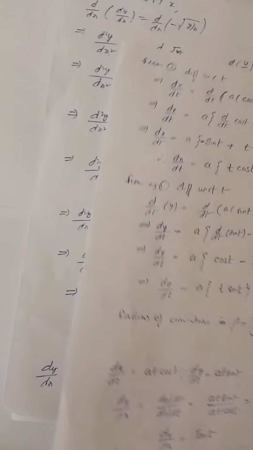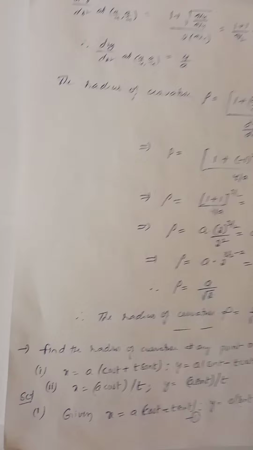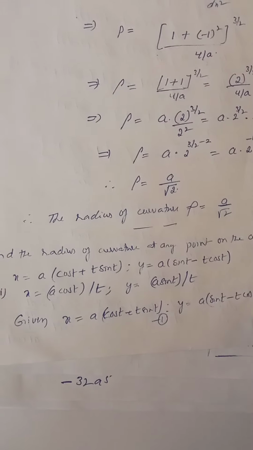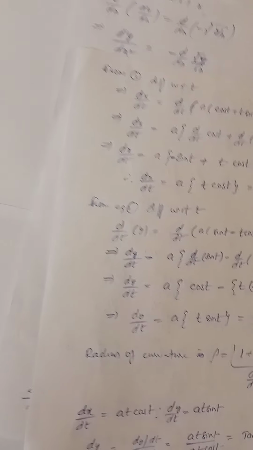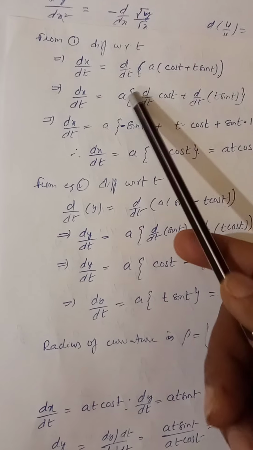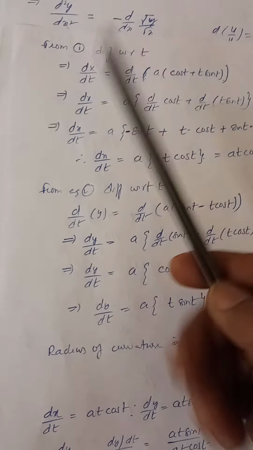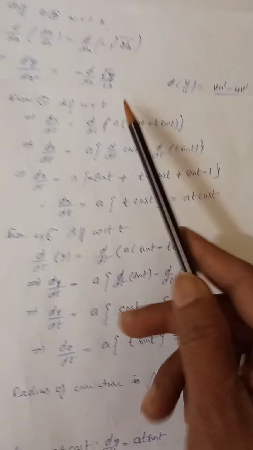Next, from equation 1, see there are two equations, no? You call that equation 1 and equation number 2, right? Now here from equation 1, we are differentiating equation 1 with respect to t.